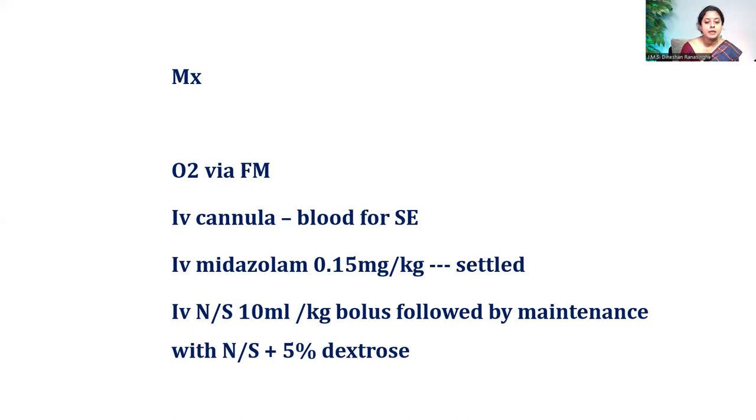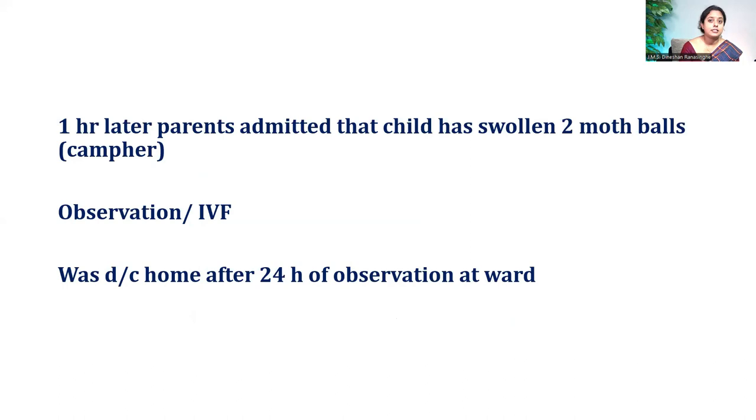About 1 hour later, parents were told by someone in the house, probably the sister, we don't know, that the child had swallowed 2 mothballs. You know, it contains camphor. So significant camphor poisoning can cause convulsions, and sometimes the convulsions may not come with typical features. The child was discharged the next day after observation and IV fluid, and we couldn't find any consequences of this. We don't know whether it was 2 mothballs per se, it could be more than that. But anyway, it was a camphor poisoning.